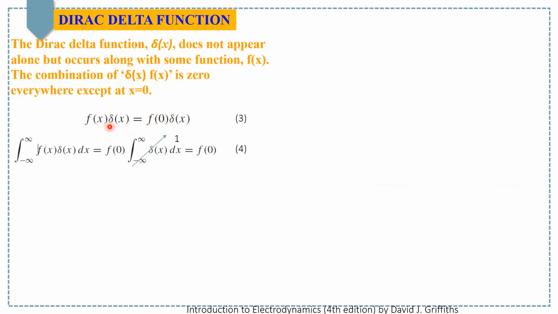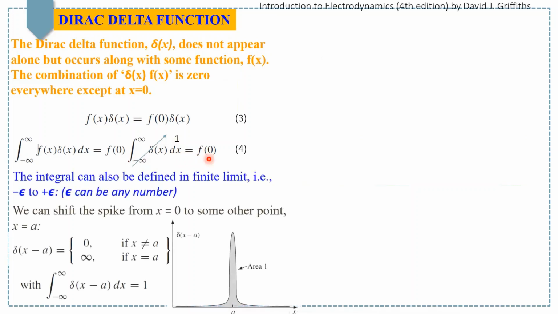Now, the area of this function would be from minus infinity up to infinity of f of x delta of x dx, which is equal to f of 0 times the integration of delta of x dx, which is nothing but 1. So we simply put 1 for this expression and we get f of 0. Next, please note that it is not necessary that the integration would be from minus infinity up to plus infinity, but it could also be some finite limit, for example, from minus epsilon to plus epsilon. This epsilon could be any number, 5, 6, 7, or any number.